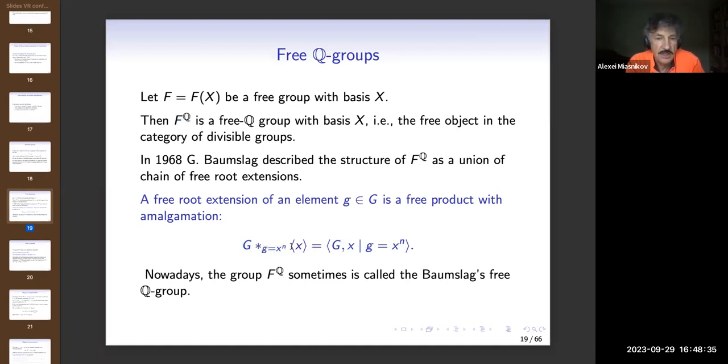You take an element g, and you want it not to be a proper power, and take the cyclic group generated by x and do this amalgamated free product. So the centralizer of g becomes Q if you add all the roots to g. And this group is sometimes now called Baumslag's free Q-group because Gilbert introduced and studied this construction.